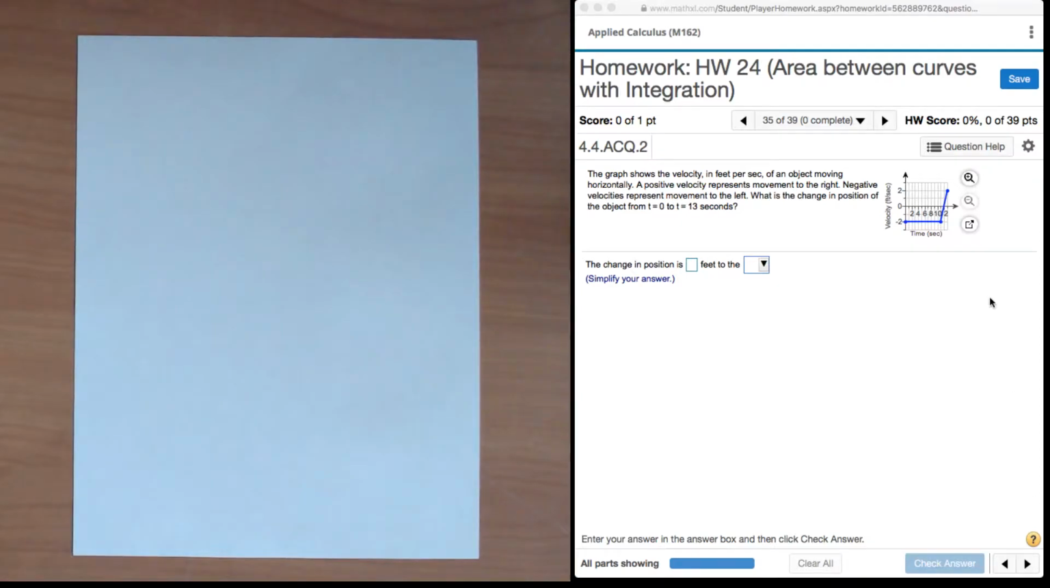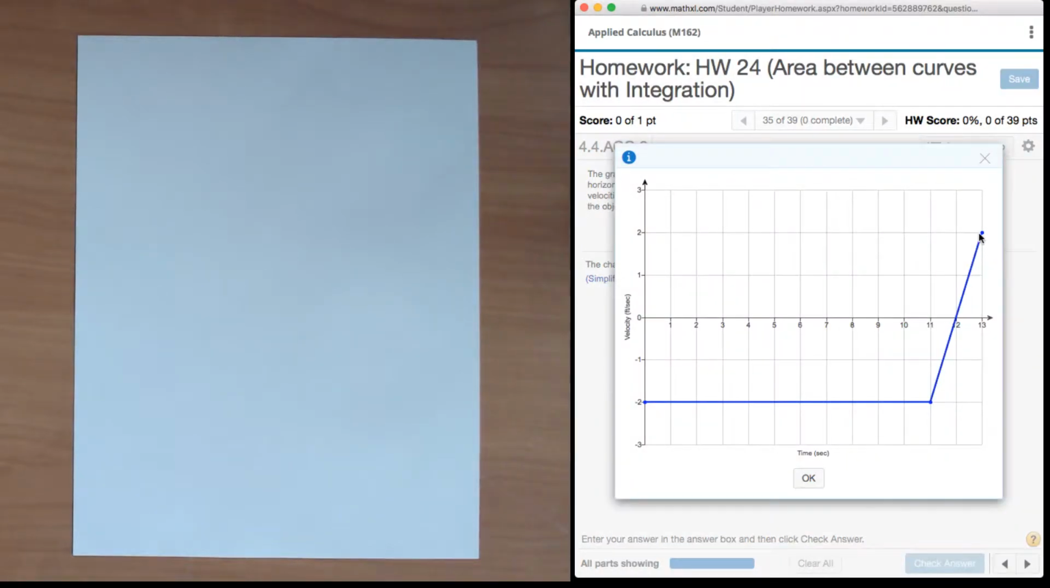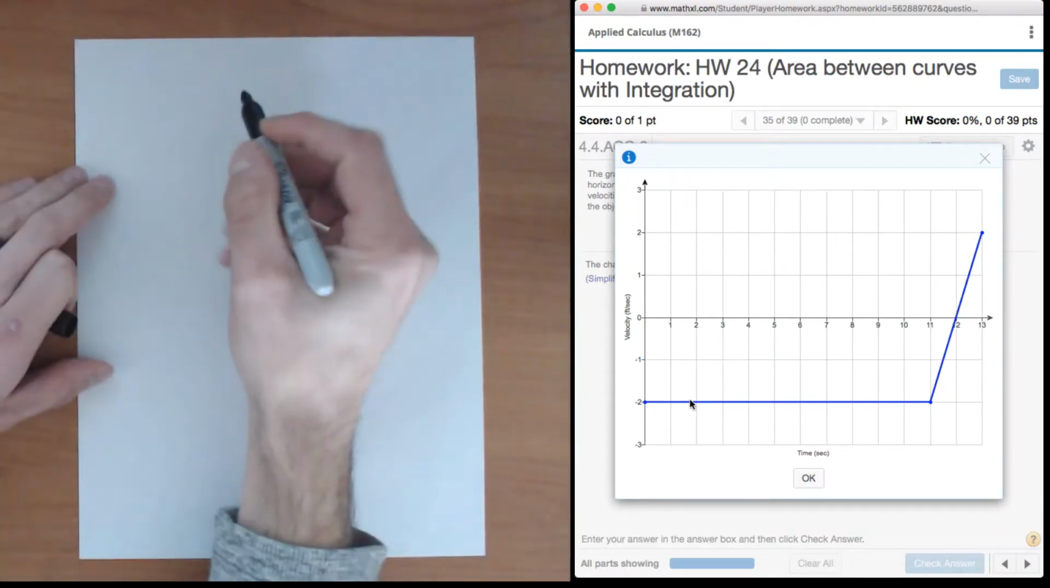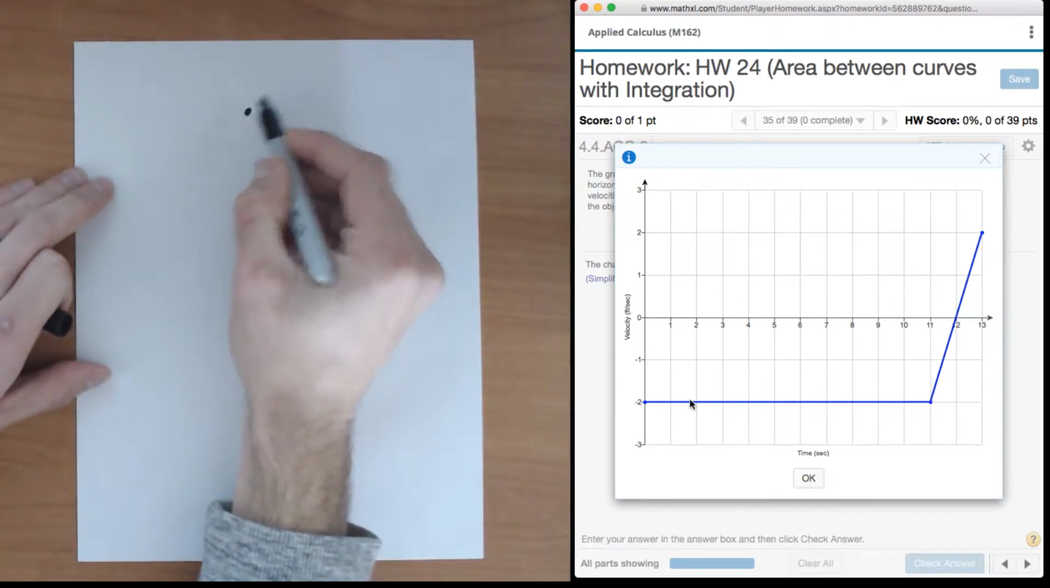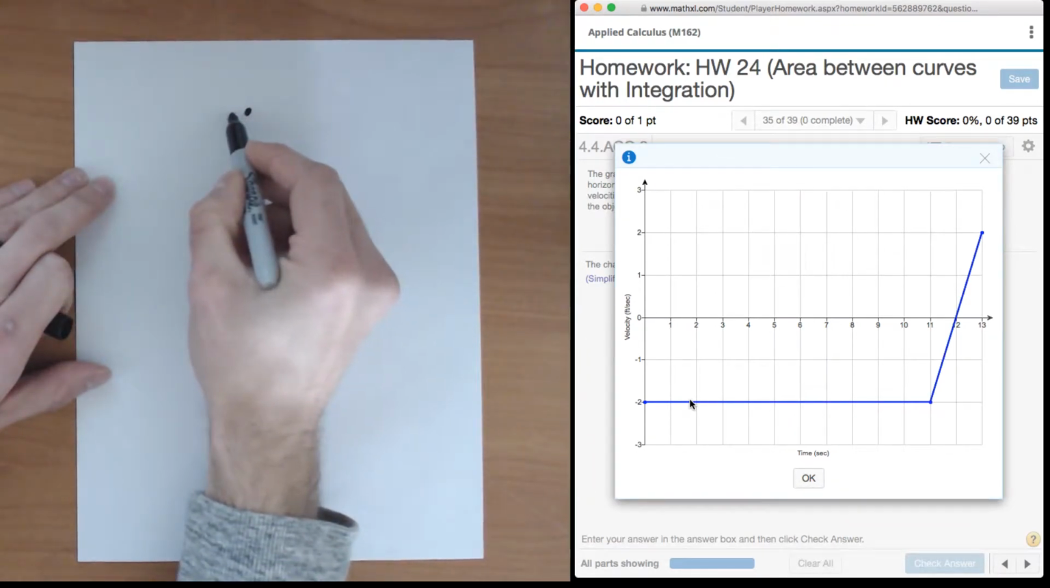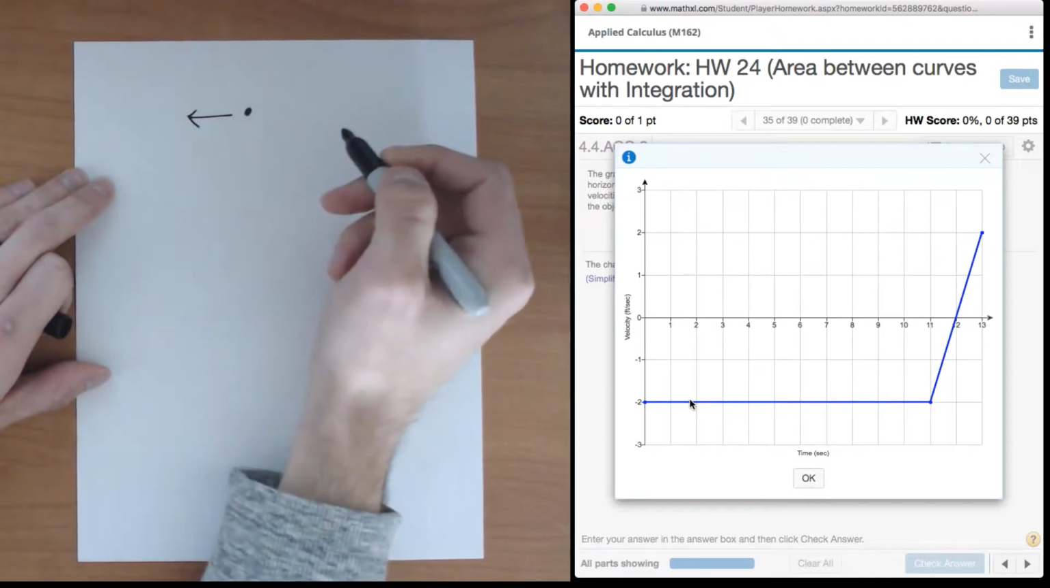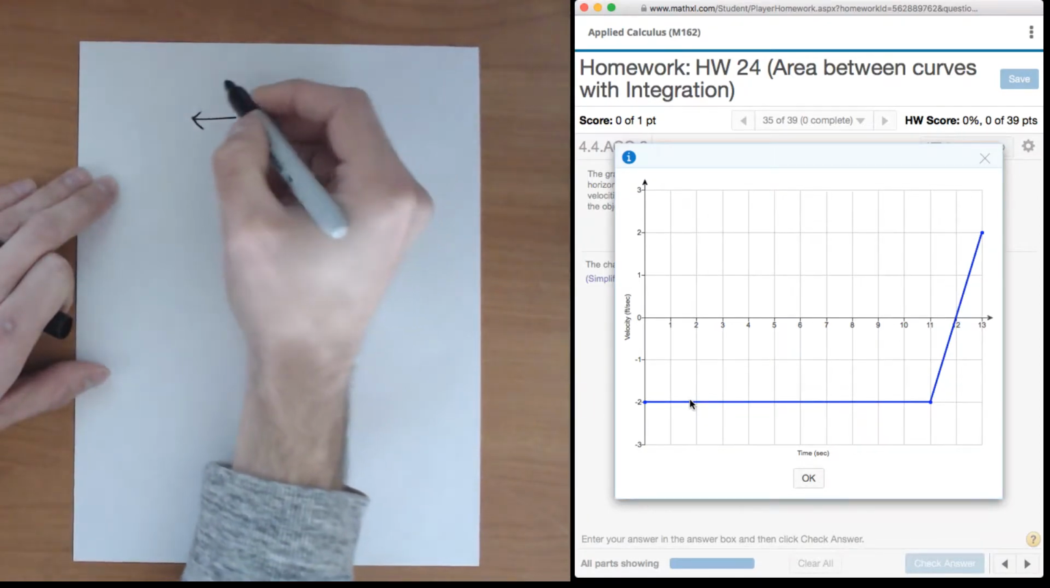And then we're given this graph. So let's take a look at this graph. All right, and so a negative velocity here, so we have a velocity of -2 from time equals 0 until time equals 11. We have a constant velocity of -2, meaning we have some object, which I'll represent with this point, and then that point is moving at 2 feet per second to the left.